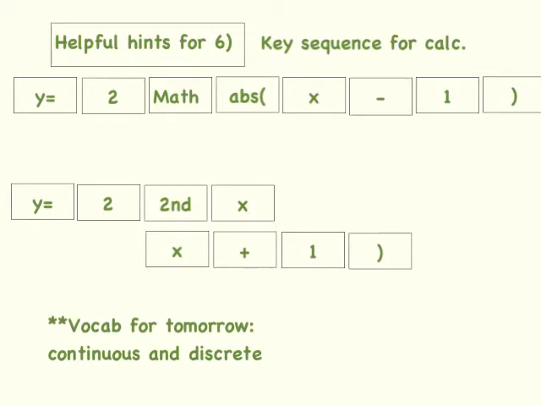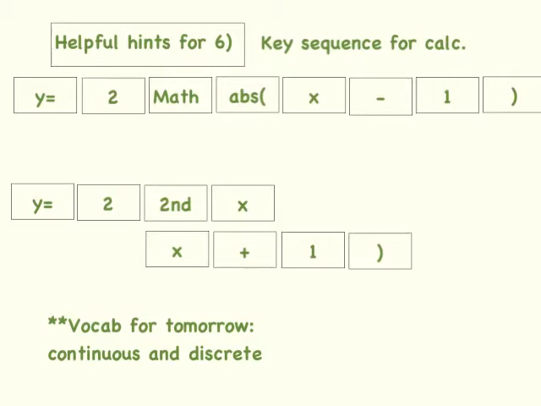Now we've got to be careful on number 6. My helpful hints for number 6 is to give you the key sequence for the calculator. You would press y equals 2, and then you would look for the math key. And I'm having to do this from memory. I think you'll come up with a selection there. Not frac, that's the first one. You'd go down to where it says abs for absolute value.